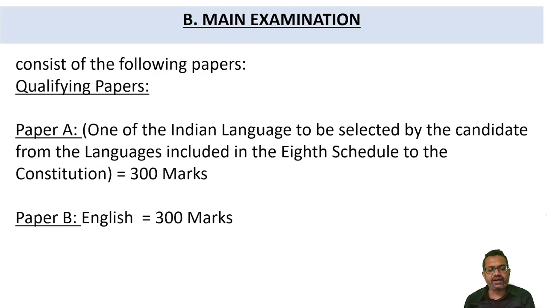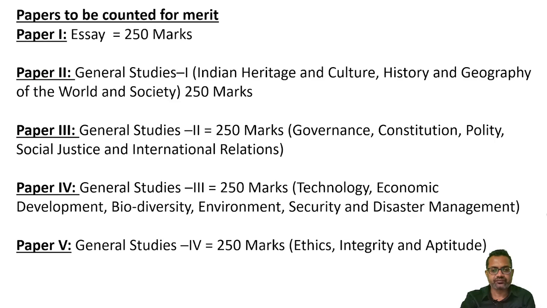In an earlier class we have seen that the main examination consists of two qualifying papers. Then we have seen that these are the papers whose marks are considered to prepare the merit list. Out of this, there is General Studies Paper 2 of 250 marks. Here you will find governance, constitution, polity, social justice and international relations. So we will deal with this subject properly.